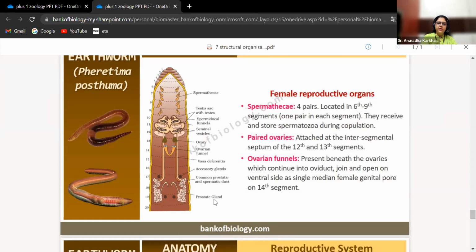So here you can see the ovarian funnel and the ovary, correct? Right? This is the spermatheca, where spermatozoa are stored. As I said, it is a hermaphrodite, so it has testes, sacs with testes, spermatophore funnels, seminal vesicle, vas deferens, accessory glands, common prostatic and spermatic duct. This is your prostate. Okay, clear about it? So the 14th and 18th segments, you have to remember.